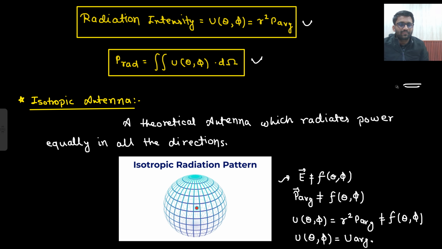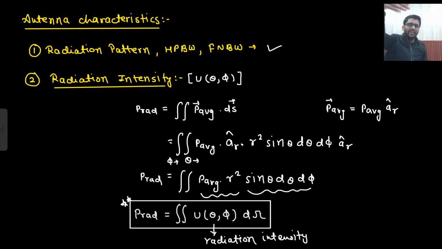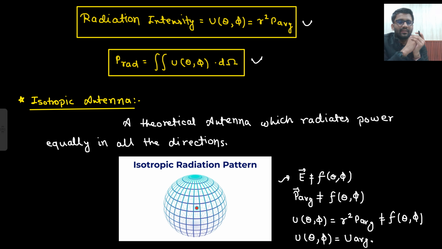What I said previously, how did we start? We started with radiation intensity. We got to know that R square into P average is our radiation intensity, that is U theta comma phi. Then I told you about a hypothetical antenna that is known as isotropic antenna, which is radiating equally in all the direction. So from there I got to know that my radiation intensity U theta comma phi will never be a function of theta comma phi. It will be some constant quantity.